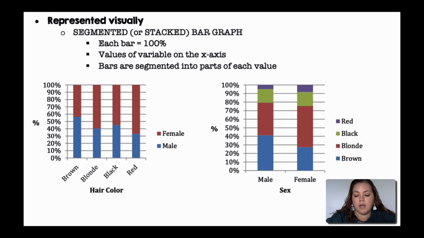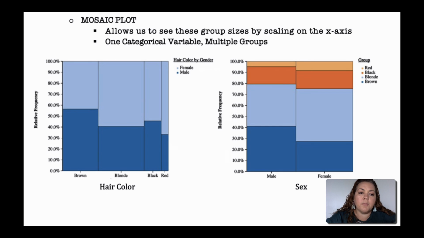All right, so that kind of shows you a little bit. You can see some of the differences nicer in the pictures. Another possibility is a mosaic plot. This allows us to see the group's size by scaling on the x-axis. And this is one categorical variable with multiple groups.